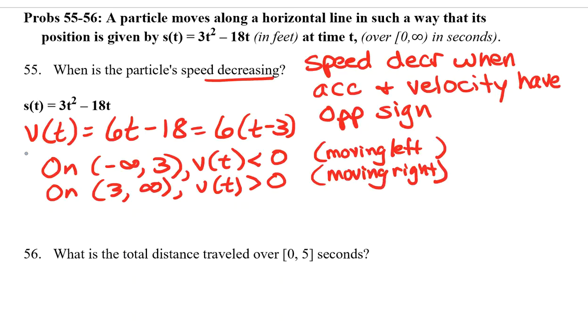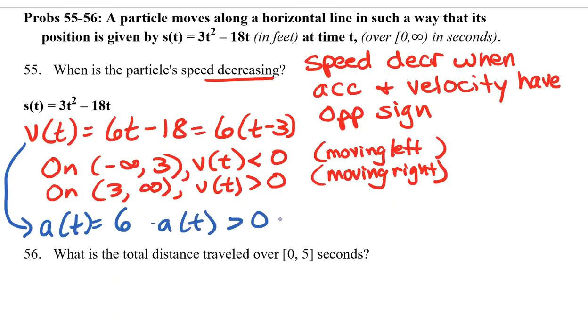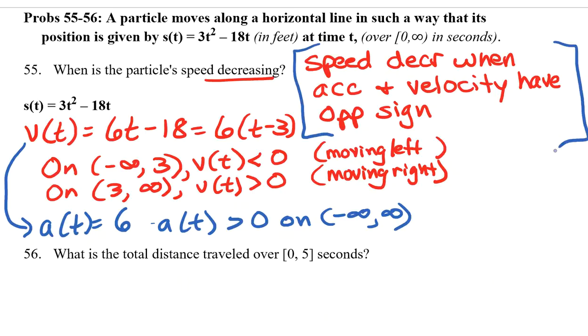And then right away, let's go to acceleration. Acceleration is the derivative of velocity, and a of t is greater than 0 on all real numbers. So the acceleration is always positive. So the only way that we can get opposite signs here, since acceleration is always positive, is if velocity is negative, and that would be on the interval from negative infinity to 3 seconds.